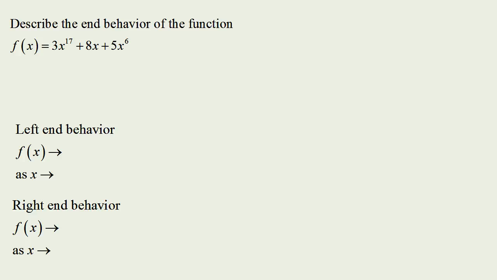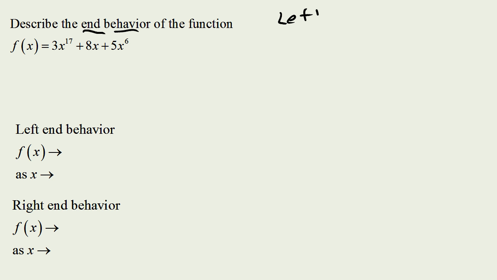Describe the end behavior of the function 3x to the 17th plus 8x plus 5x to the 6th. So we have this polynomial, and the end behavior is referring to what happens as x gets very large or as x gets very small.